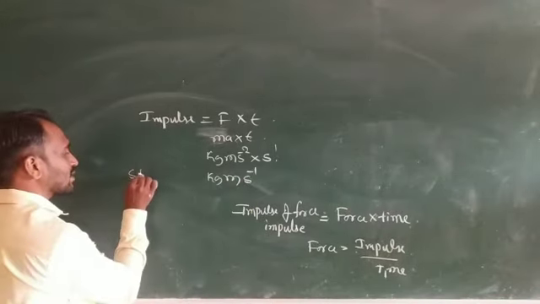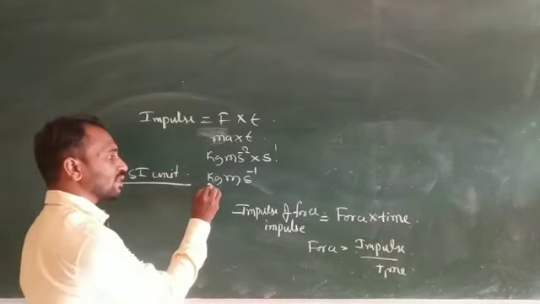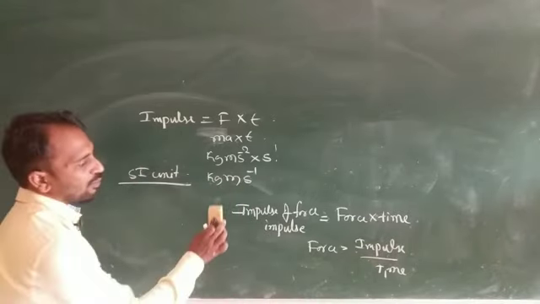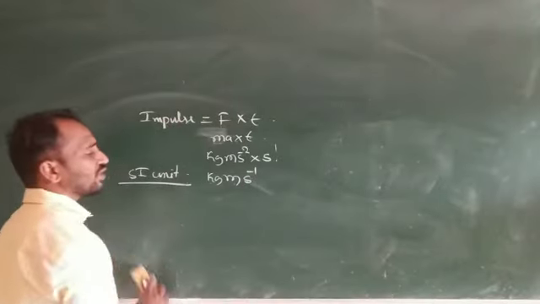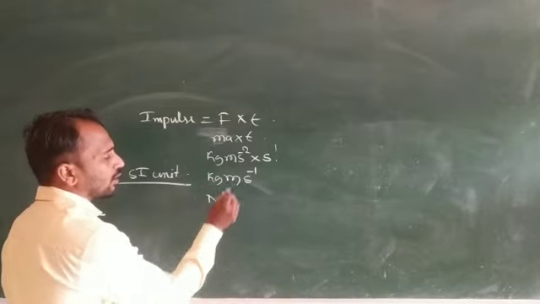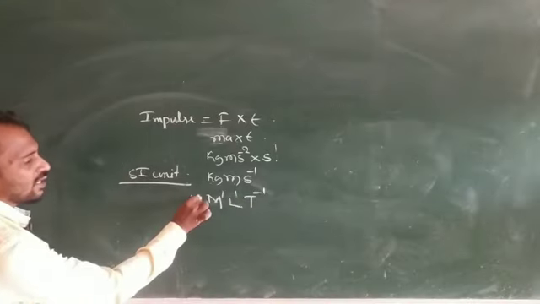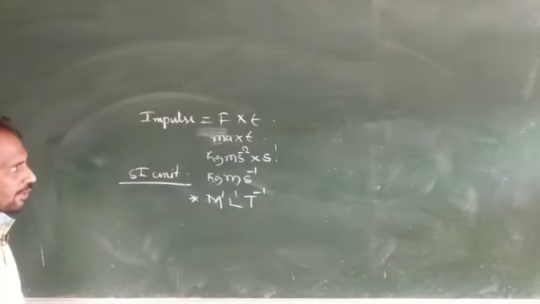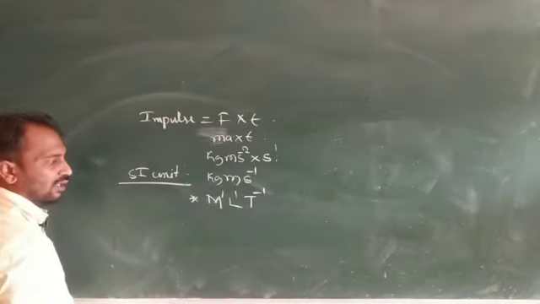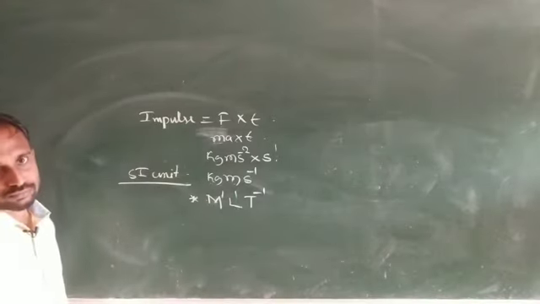So the SI unit of impulse is kg meter per second. And the dimensional formula of impulse is M power 1, because kg is mass, then meter is L power 1, and T power minus 1. So impulse is equal to force into time, the SI unit is kg meter per second, and the dimensional formula is M power 1, L power 1 and T power minus 1.